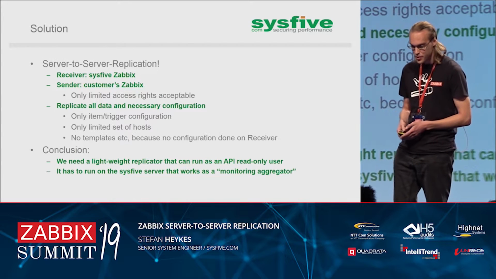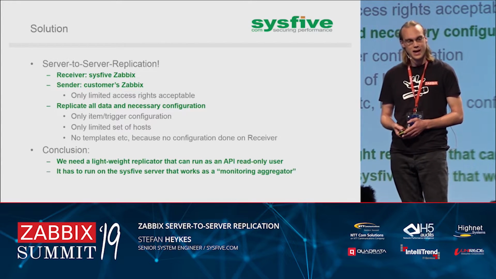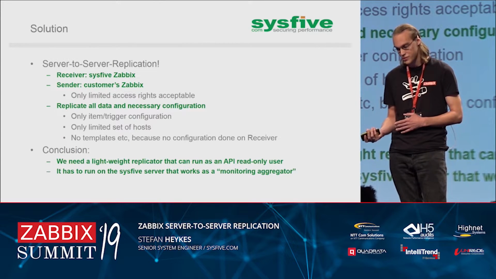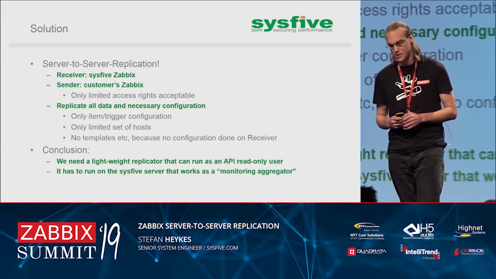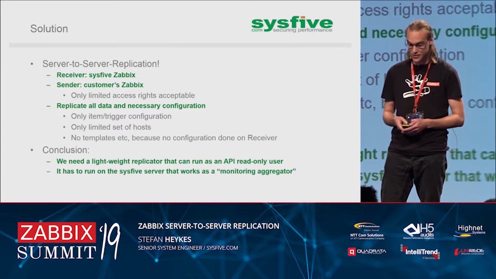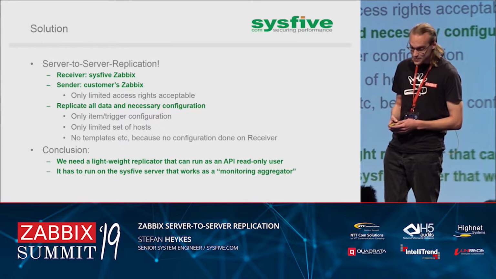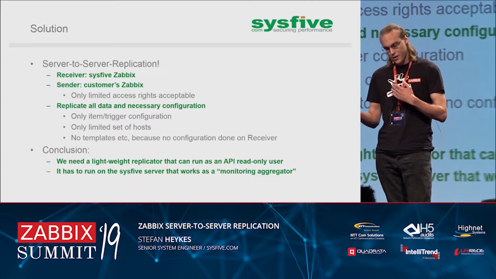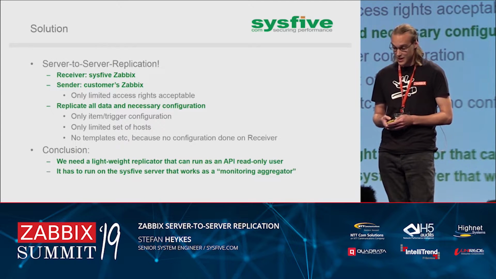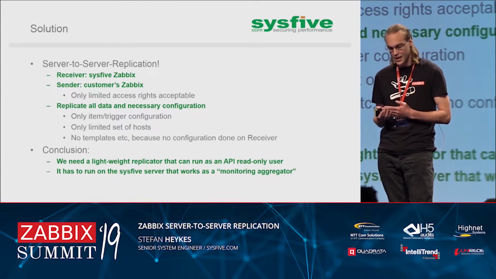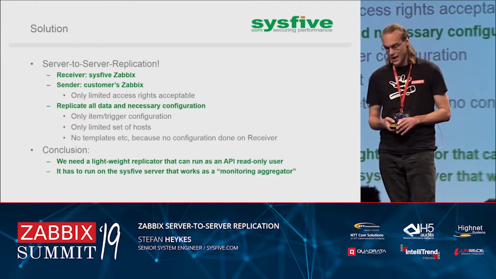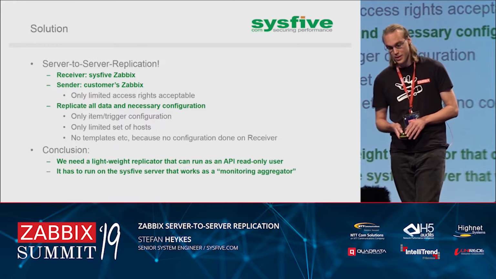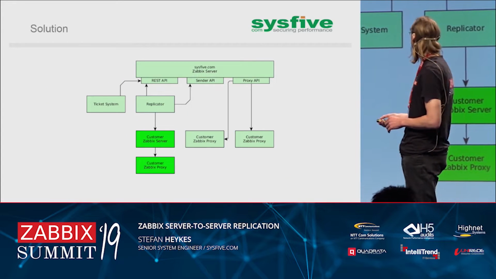So only some hosts, and we are only replicating the item and trigger configuration there, because we do no configuration, for example, on the receiver Zabbix server. We don't need the templates from our customer Zabbix server, just the items coming out of them. And because of how this project worked, it was decided we need some kind of replicator, and it has to run on our server just so that it can connect to our customer. And we decided to do a little Python scripting there.